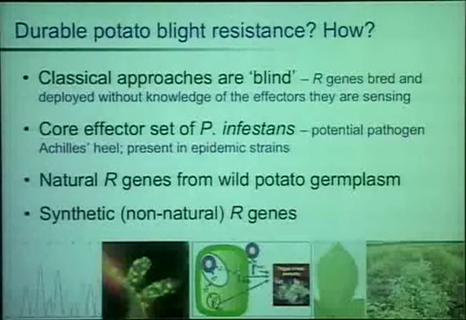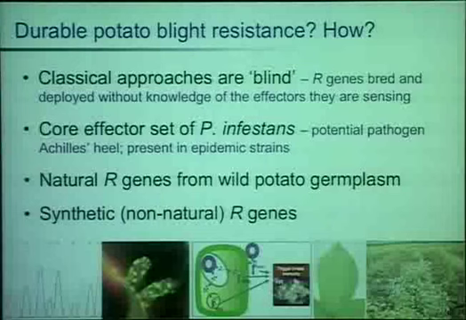And this is basically looking at how we can explore our knowledge about the effector biology of this pathogen to engineer durable resistance. I just told you that these pathogens are very good at adapting. So do we have any hope actually to engineer resistance that will last in the field?